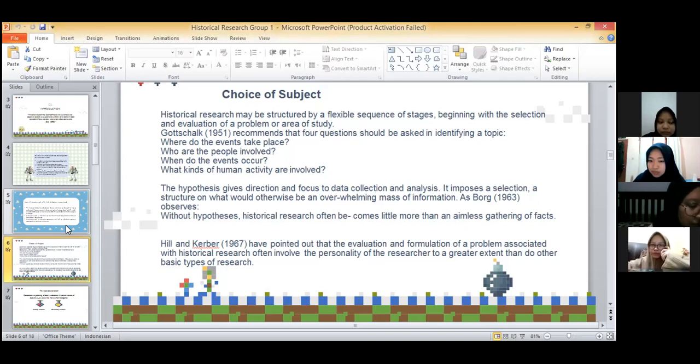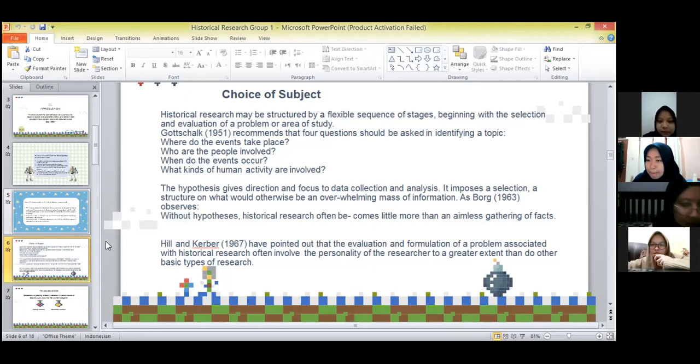And then who are the people involved? More or fewer people can be included in the topic. And then when do the events occur? The time span involved can be increased or decreased. And then the last, what kinds of human activity are involved? The human activity category can be broadened or narrowed.